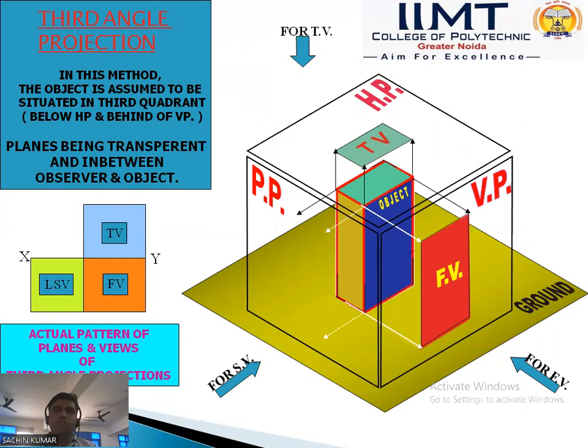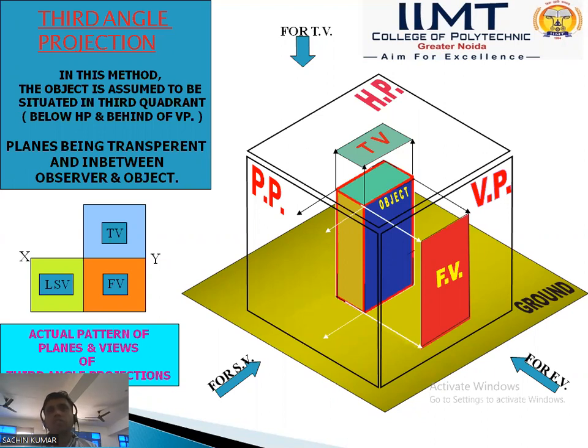There is a basic difference between the first angle projection and the third angle projection. We see it in the diagram in the previous slide. In the case of first angle projection, the front view is always above the XY line. In the case of third angle projection, the front view is below the XY line. In first angle projection, the top view is below the XY line. In third angle projection, the top view is always above the XY line, and the side view in third angle projection is also below the XY line and to the right side of the front view. This is a simple drawing of first angle projection and third angle projection.